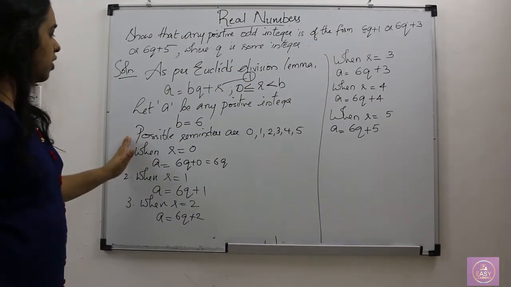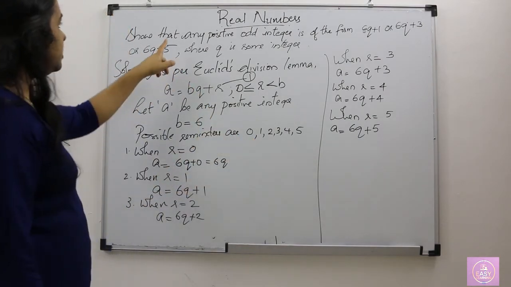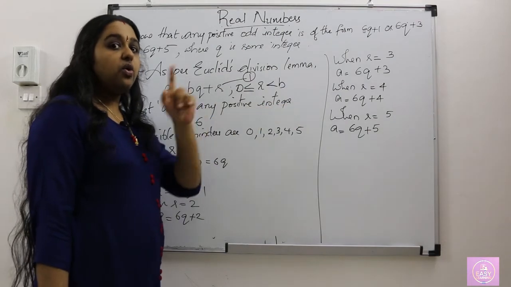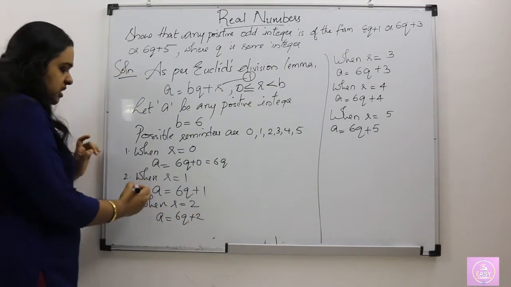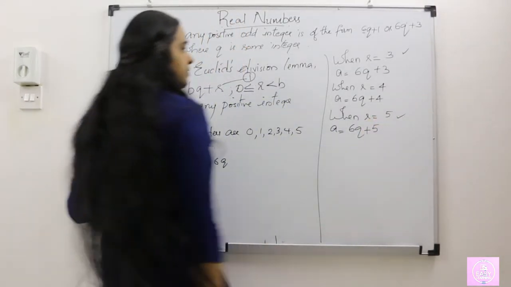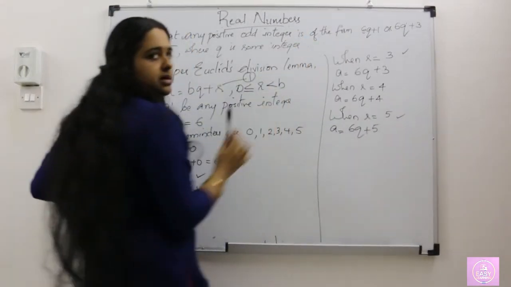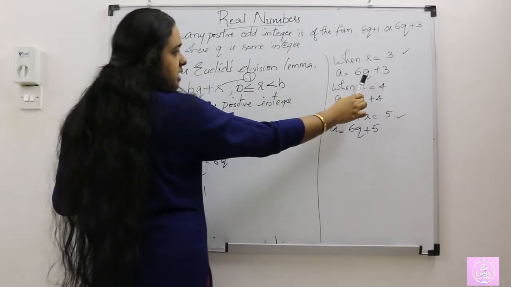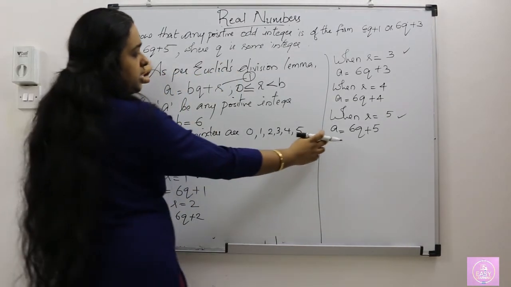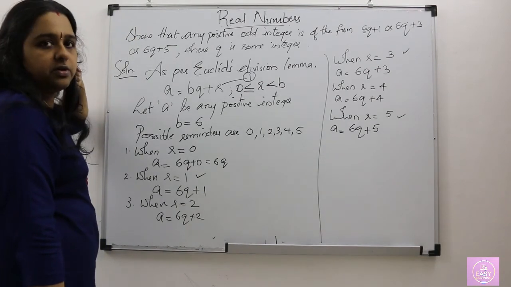We have done all the possible remainders 0, 1, 2, 3, 4, 5. But in the question, we are asked to show that any positive odd integer is of this form, so we need only odd integers. Which are the odd cases? 1, 3 and 5. A equals 6Q plus 1, A equals 6Q plus 3, and A equals 6Q plus 5. So the question is proved.